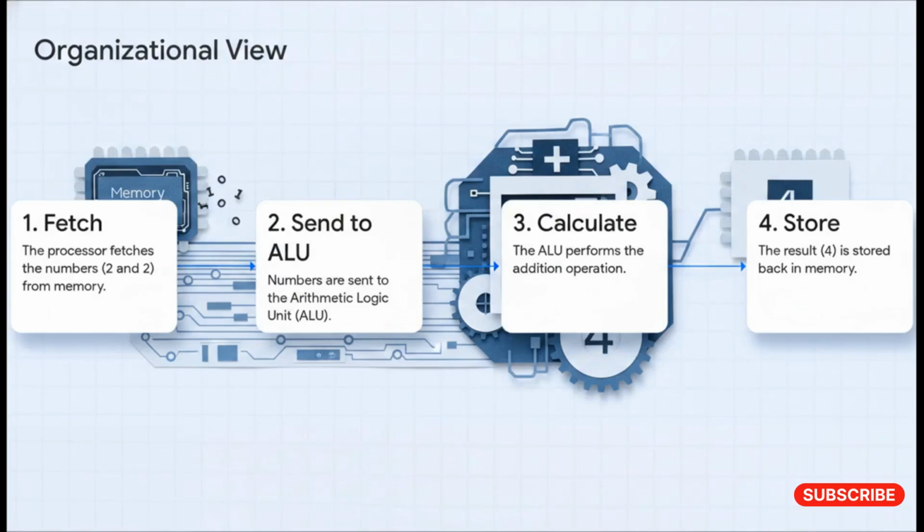Okay, now let's switch to the organization glasses. We're looking at the physical journey now. First, the system has to physically fetch the 2 numbers from memory. Then it sends them along physical pathways to a specific piece of hardware called the arithmetic logic unit, or ALU. The ALU is like the processor's dedicated calculator. It's the thing that actually does the math. Once it has the answer, it sends the result back to be stored in memory. That's the physical how to the architecture's logical what.